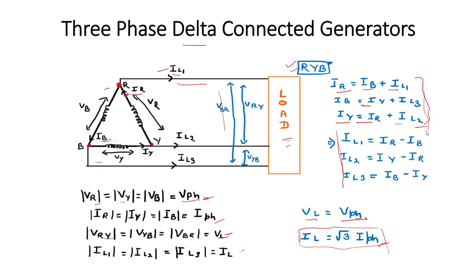And from all these equations, you can calculate the value of line current. So IL1 is the sum of IR and minus IB. See, it is quite similar to the star connection. There we used the voltage and here we are using the current. So IL2 is equal to IY plus minus IR, and IL3 is the sum of IB and minus IY.